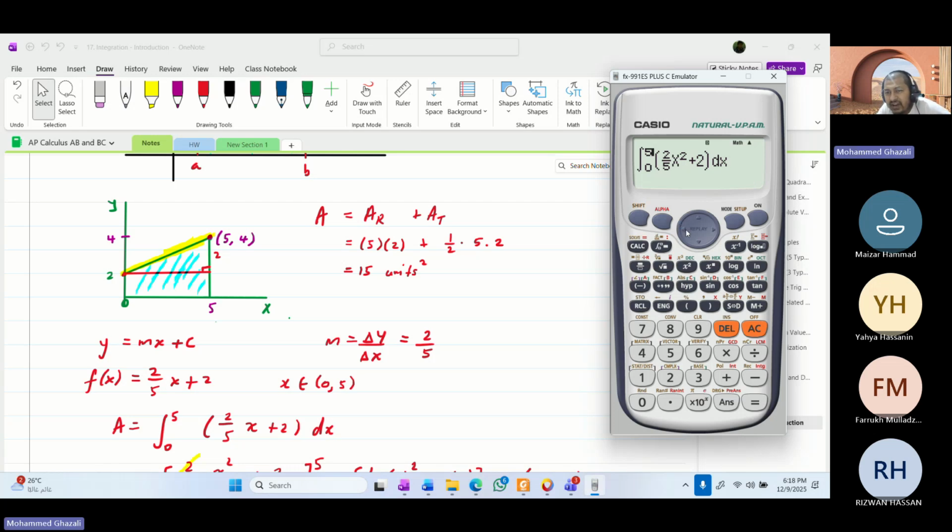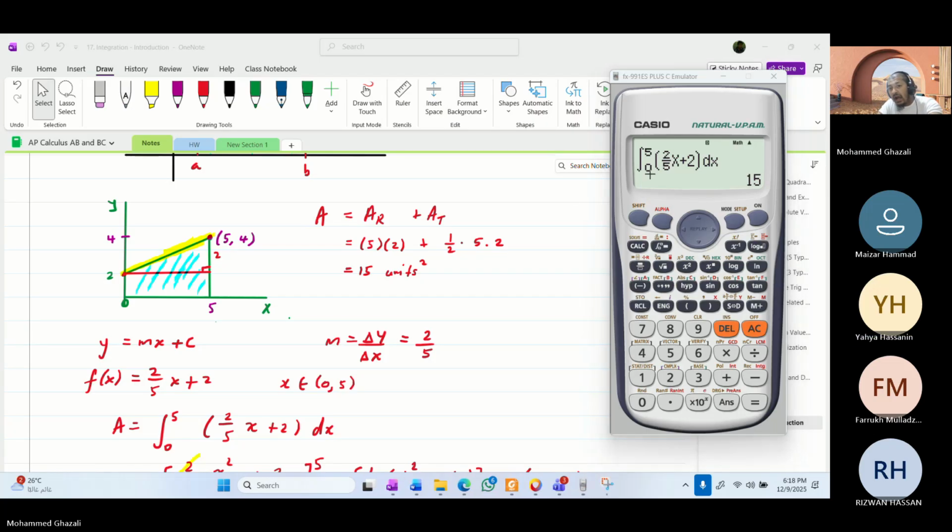It wasn't 2 over 5x squared. You did it wrong. Yeah, it's supposed to be 2 over 5x. I put x squared. Why did I put x squared? Let's say x to the power 1. The answer is 15, okay? Are we good? Let's correct it properly. Alpha x. Okay, great. So we got the answer, right?